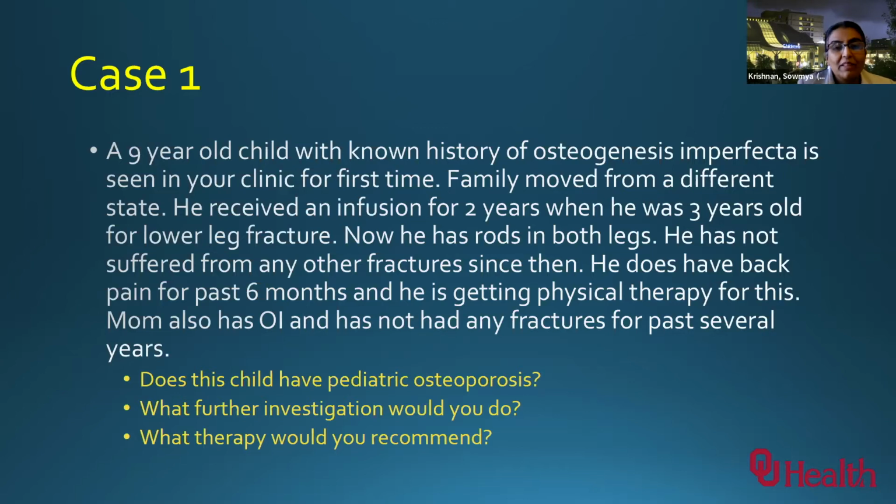Okay, so let's start off with case 1. This is a 9-year-old child with known history of osteogenesis imperfecta, who is seen in our clinic for the first time. Family moved from a different state. The history reveals that he received an infusion for 2 years when he was 3 years old for lower leg fracture. Now he has rods in both the legs. He has not suffered from any other fractures since then. He does have back pain for the past 6 months though, and he's getting physical therapy for this. Mom has a history of osteogenesis imperfecta herself too, but has not had any fractures for past several years.